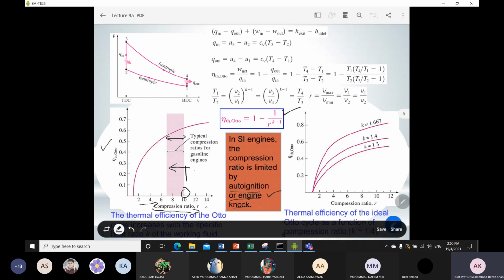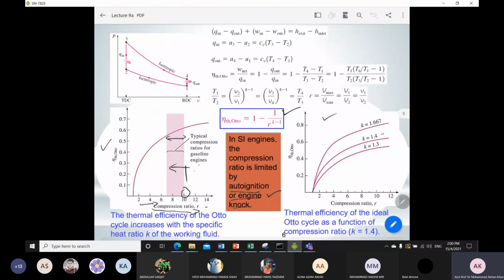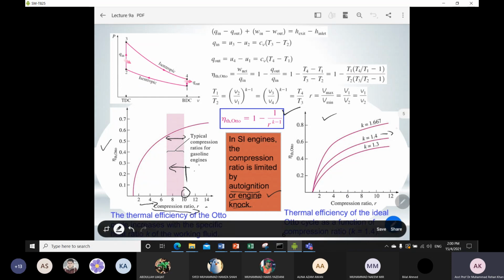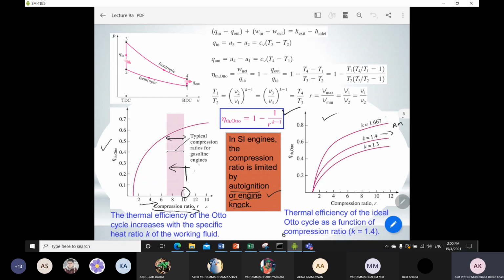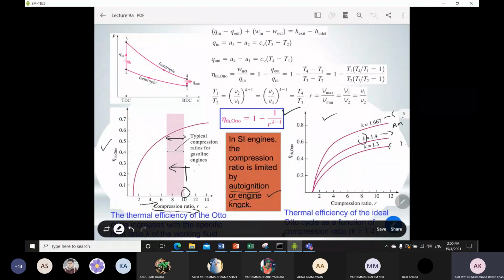If you notice this graph, it is again the relation between your efficiency and your compression ratio, and there are three values of k over there. These are the ratio of Cp to Cv for three different working fluids. If we change the working fluid in your Otto cycle, for example, this is air, so k is equal to 1.4. The others are some other gases. So by changing the value of k, your efficiency also increases. This is also one term.